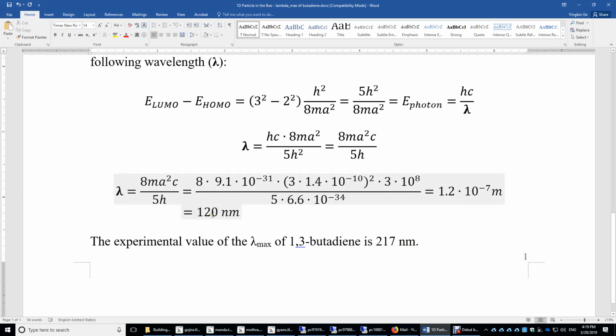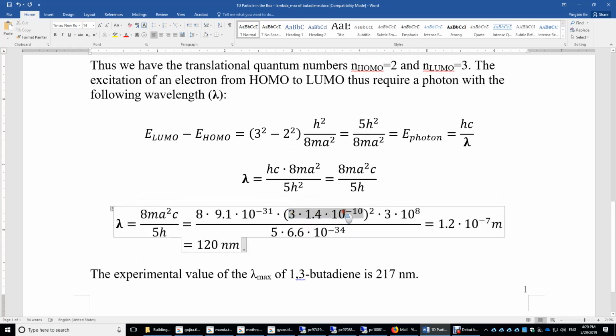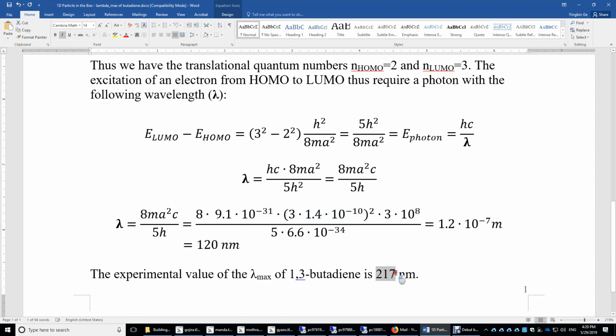This is because our particle in the box model is a very crude model to describe this 1,3-butadiene. A second reason is I assumed that these 4 pi electrons are fully confined within these 3 carbon-carbon bonds. So if the electrons can be more diffused, we will actually get a larger lambda here, and then that's closer to 217.